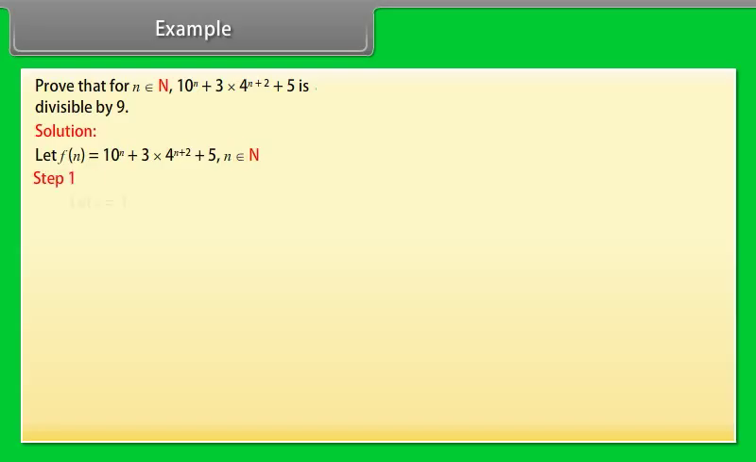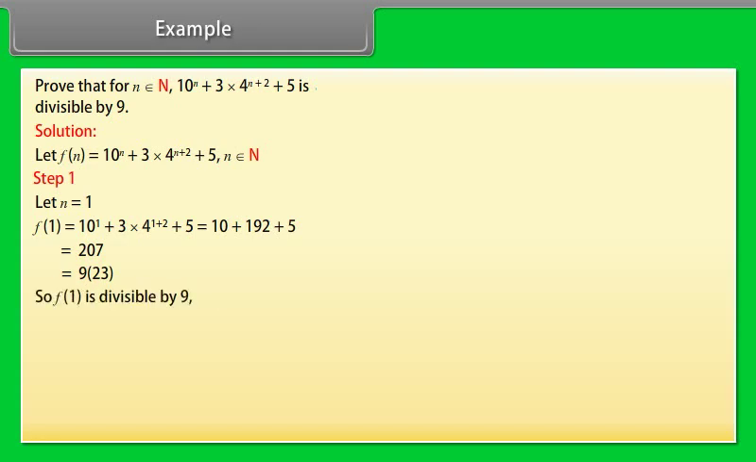Step 1. Let n is equal to 1. f of 1 is equal to 10 raised to power 1 plus 3 into 4 raised to power 1 plus 2 plus 5, which is equal to 10 plus 192 plus 5, which is equal to 207, which is equal to 9 into 23. So, f of 1 is divisible by 9. The result is true for n is equal to 1.